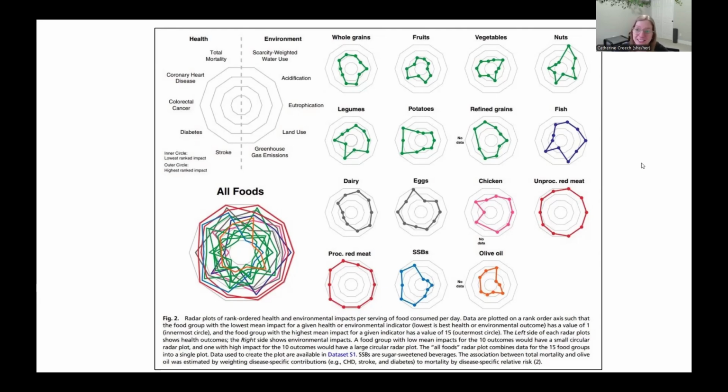Isn't that really interesting? I love a good radar plot. So feel free to email me anytime about these. I think it's super cool. And please do check out that article.